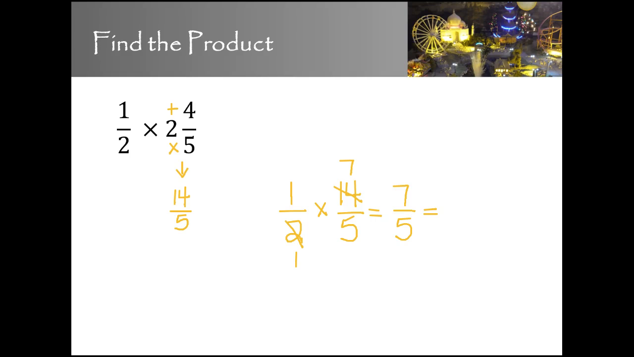We know that every fraction is a division problem, so you can always go off to the side and do the division. 7 divided by 5, and we end up with 1 and a remainder of 2, which tells us we have 1 2/5. You also can do this mentally and just ask yourself, how many times does 5 go into 7? That is 1 time, and then there are 2 pieces left over. 1/2 times 2 4/5 equals 1 2/5.